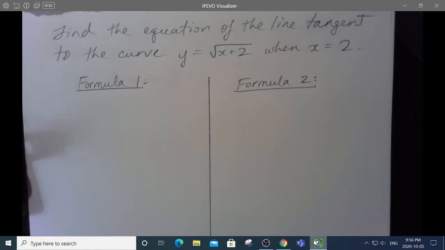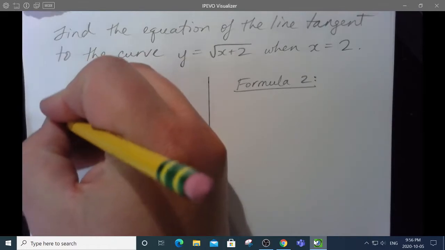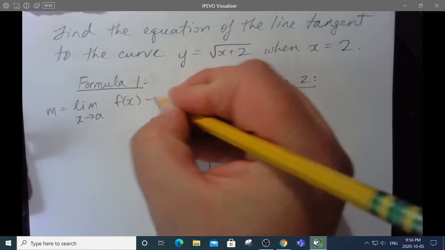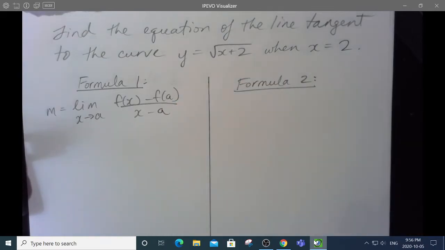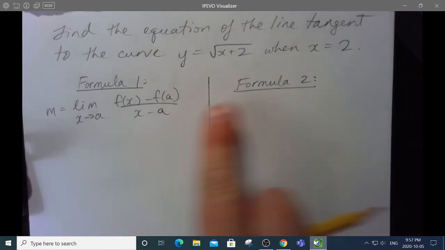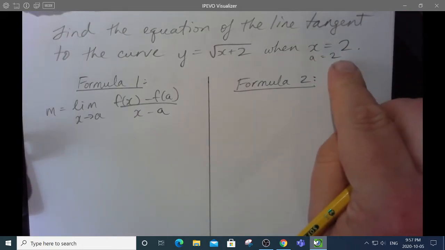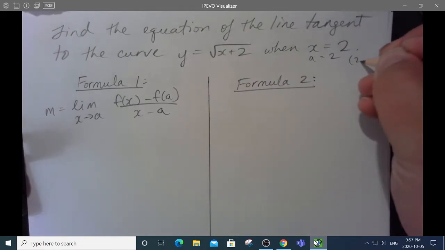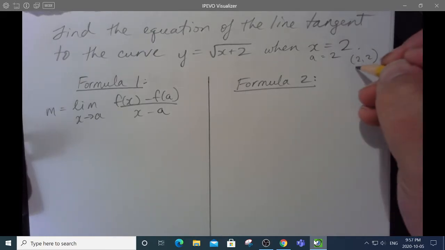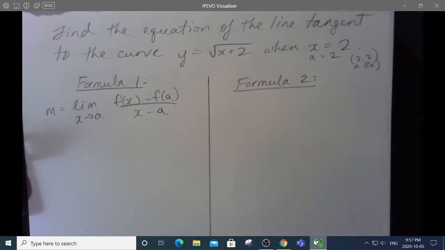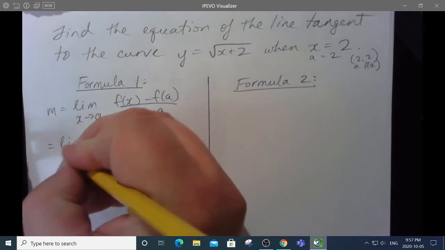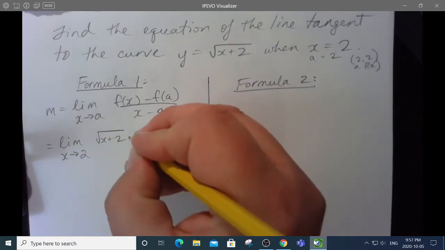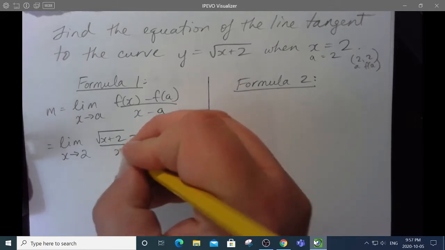All right, did you give it a try? Formula 1 is you find the slope by finding the limit as x approaches a of f of x minus f of a all over x minus a. In this case, let's find f of a. x is 2, so that's a, and if I put a in for x here, f of a is also going to be 2. So the point we're finding the slope at is the point (2, 2). This is a, and this is f of a. So in the formula, it's the limit as x approaches 2 of f of x, which is the square root of x plus 2, minus f of a, which is 2, all over x minus 2.